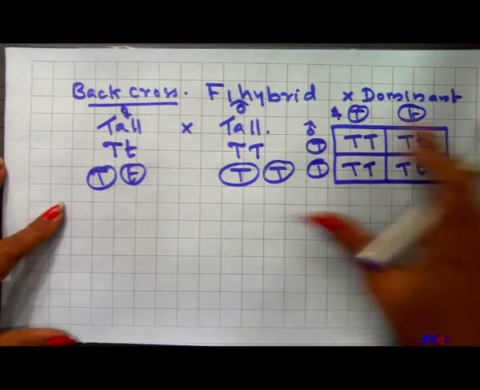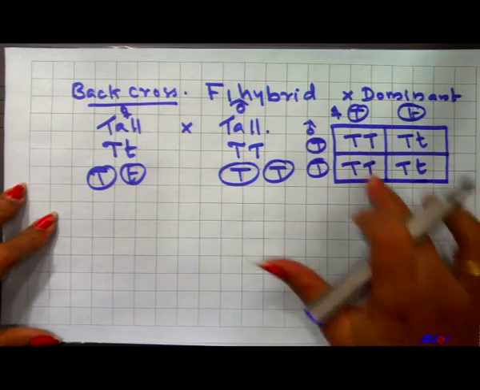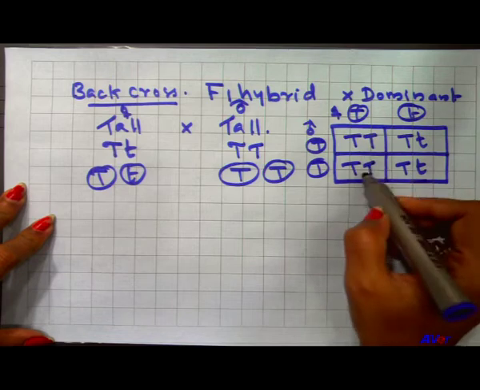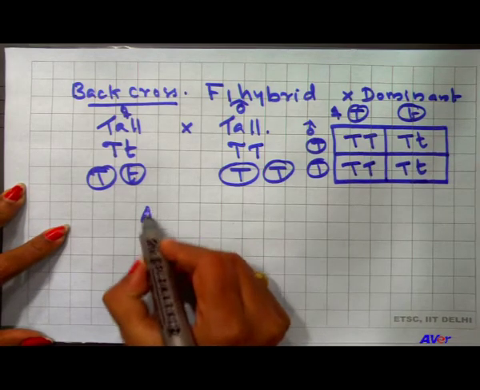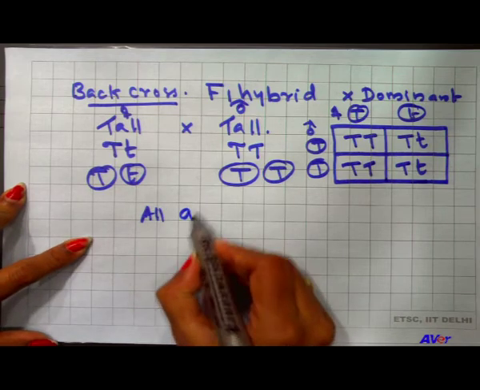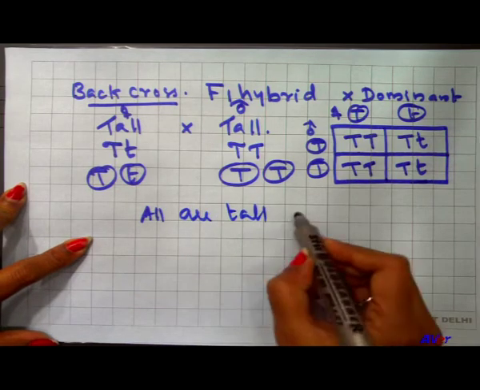Now, what will be the phenotype? Here it is homozygous tall, and these are heterozygous tall. That means all the progenies are tall in phenotype.